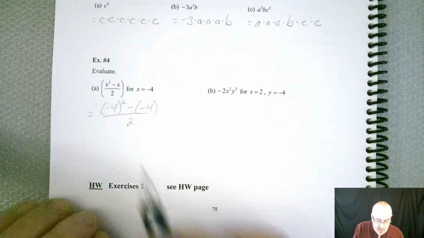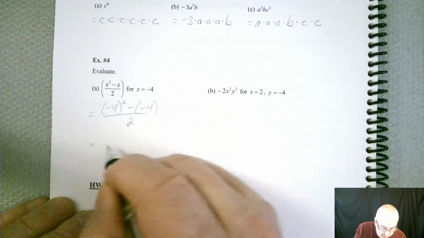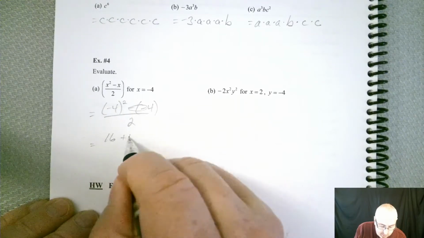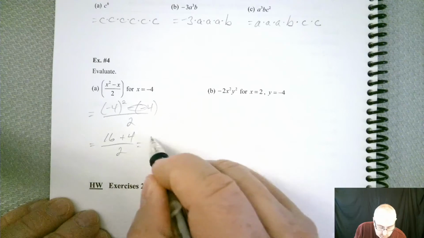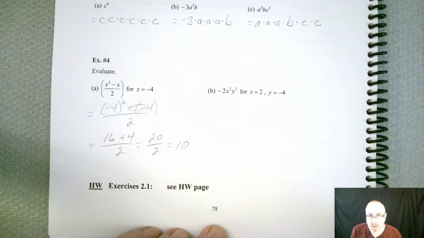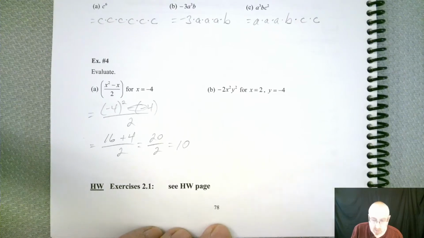And now we can break it down. So we should know that this is going to give you a positive 16. And we got a double negative here, so that's going to become a plus. So you got 20 over 2, which is 10. All right, and now the last one.